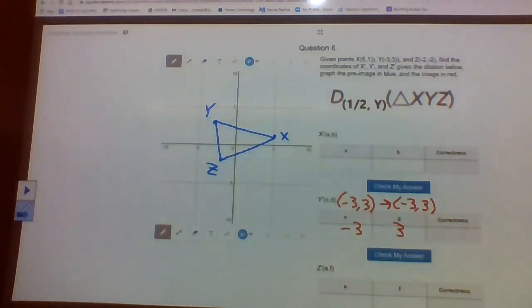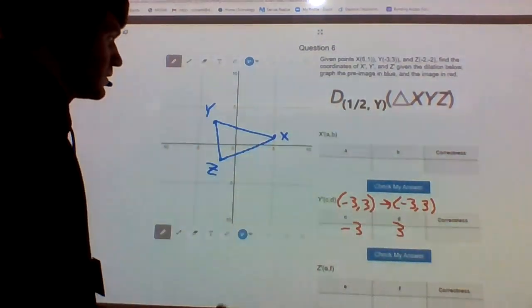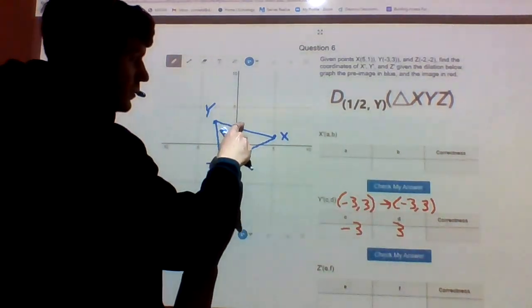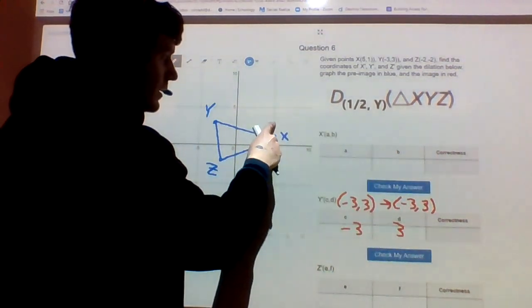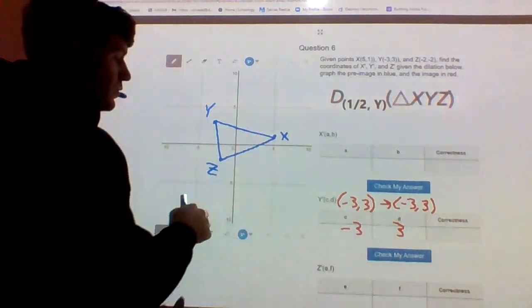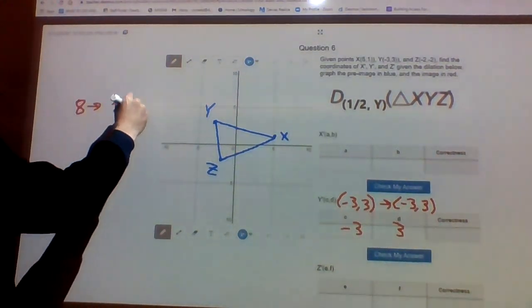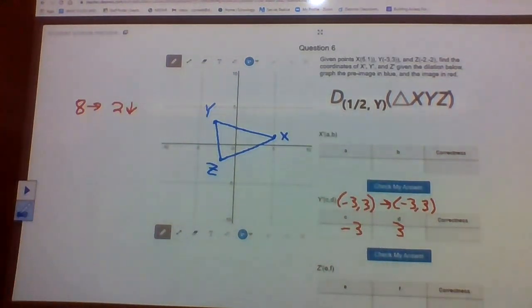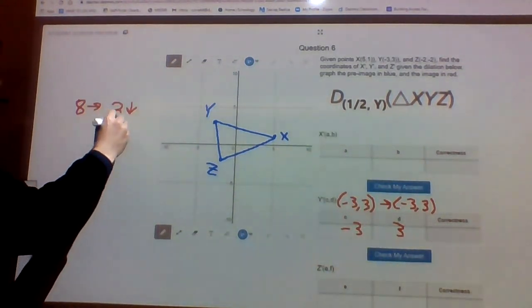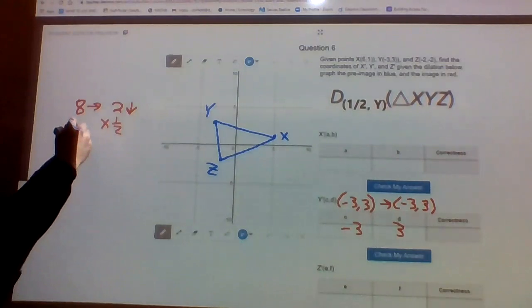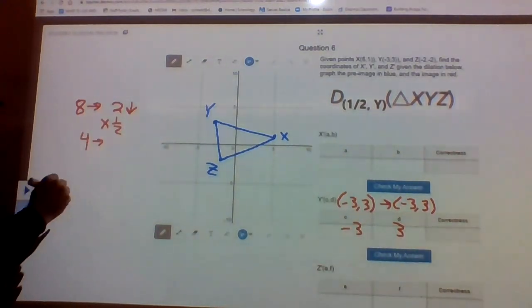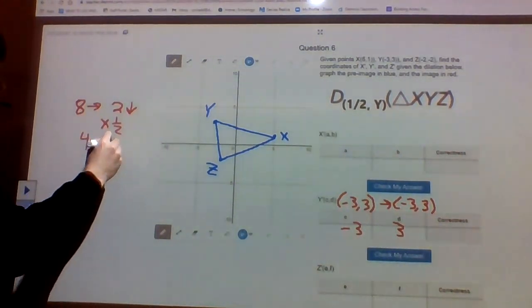So y prime stays the same because it is the center of dilation. All right, let's look at x first. So how do you get from y to x? To get to x, you got to go 1, 2, 3, 4, 5, 6, 7, 8 to the right, 1, 2 down. So 8 right, 2 down. Scale factor is 1/2, so we multiply that by 1/2. So instead of going 8 to the right, we only want to go 4 to the right, and instead of going 2 down, we only want to go 1 down.